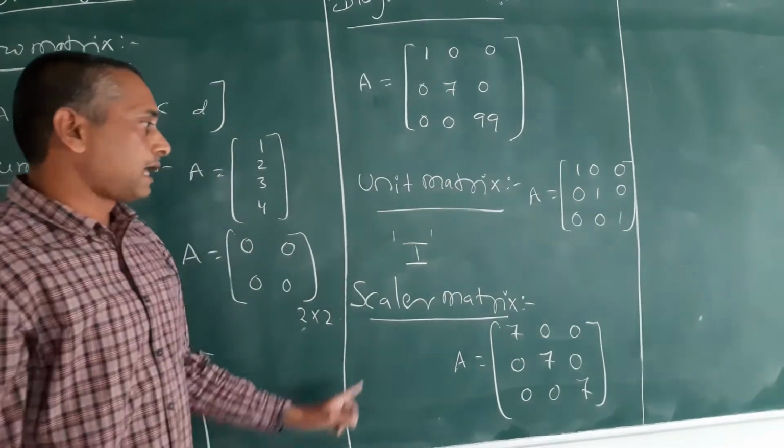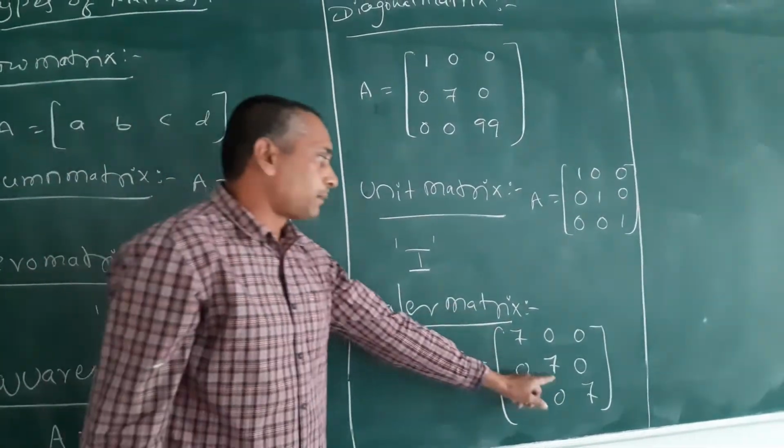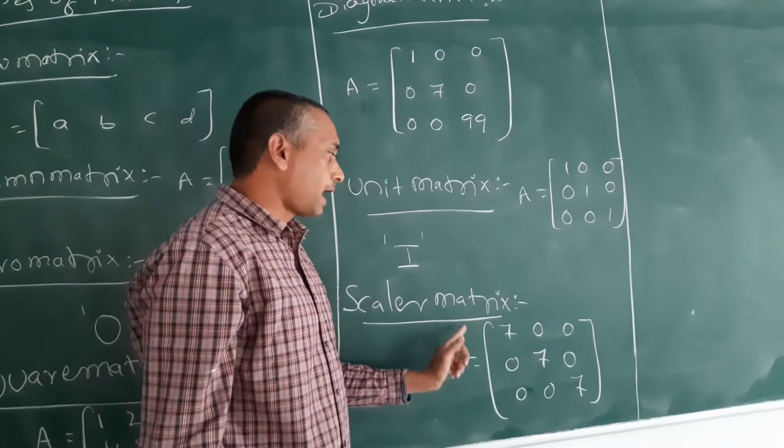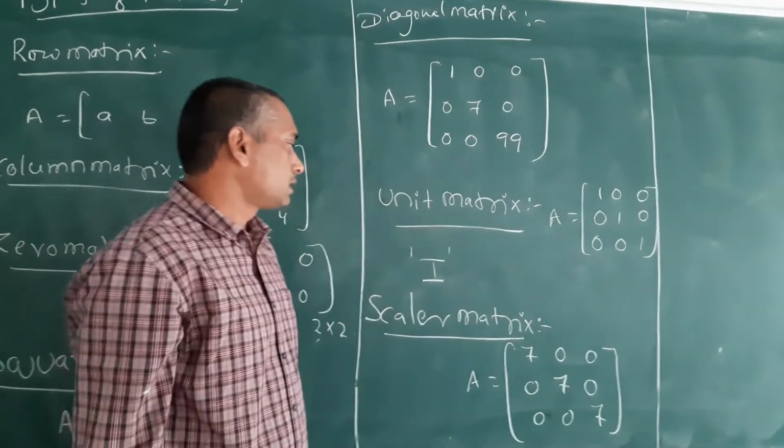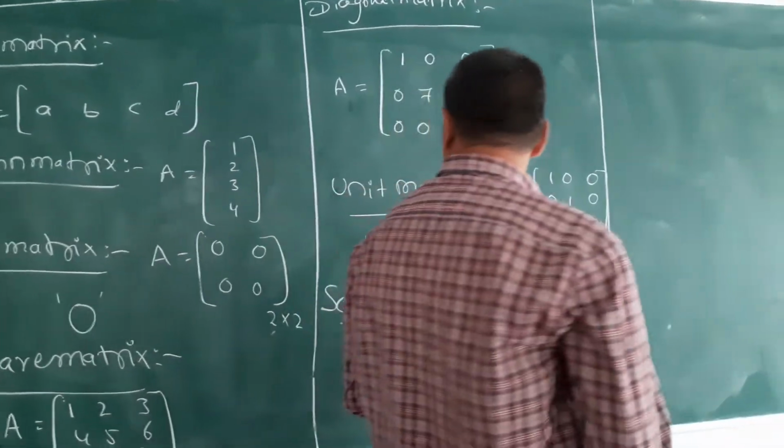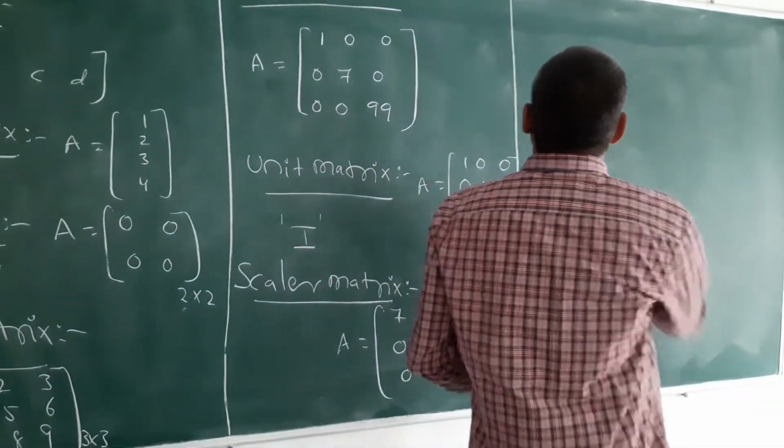Scalar matrix. In a diagonal matrix, if all diagonal elements are equal, it is called a scalar matrix. Next, upper triangular matrix.